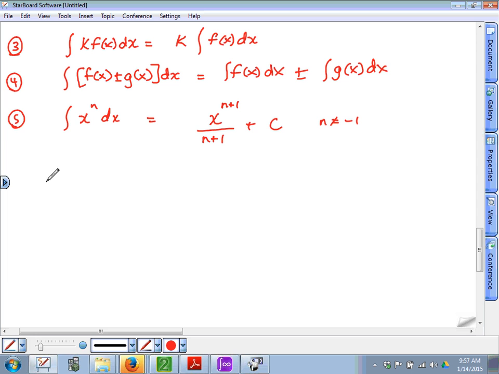Here are going to be your favorite ones. Oh, yay, your trig rules. The integral of cosine. Again, these mirror the derivative rules. So it's going to be sine of x plus c. We're just going backwards, aren't we? So for the seventh rule, the integral of sine x dx.